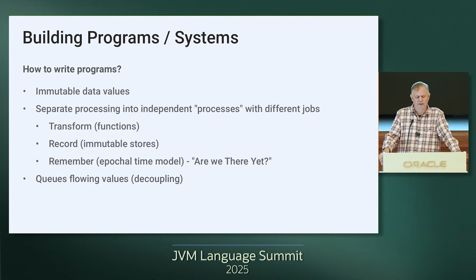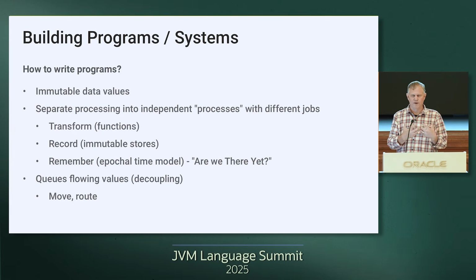We need to remember things, so stateful kinds of things, and this was the sort of Are We There Yet talk that Rich did here many years ago. And we want to decouple the different parts of our program into independent components. The best way to do that is with queues that allow us to decouple the interfaces between those things. And then we need ways to move and route values between those components.